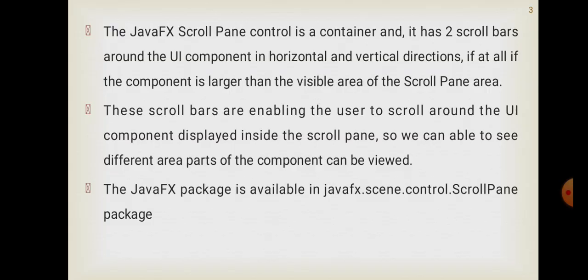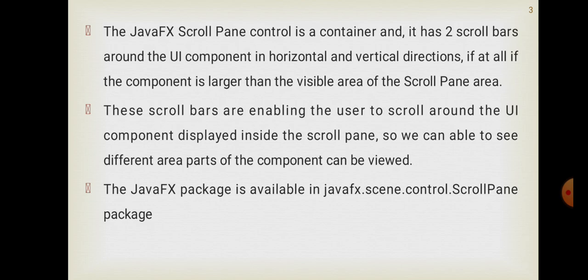So a JavaFX ScrollPane is a container, and it has two scroll bars around the UI component in horizontal and vertical directions. This component is larger than the visible area of the scroll pane. These scroll bars are enabled for the user for scrolling around the UI component. So if you want to move it in the vertical direction or horizontal direction, we can go for this ScrollPane control.